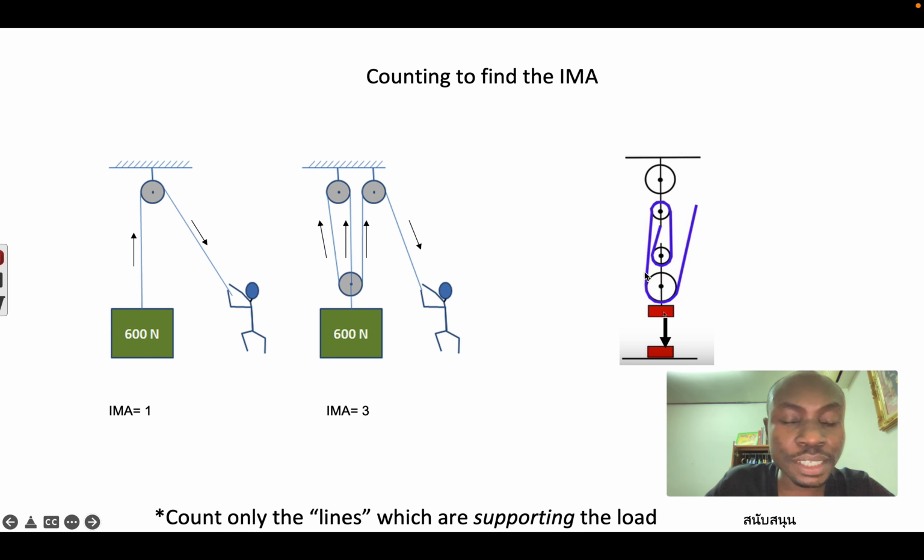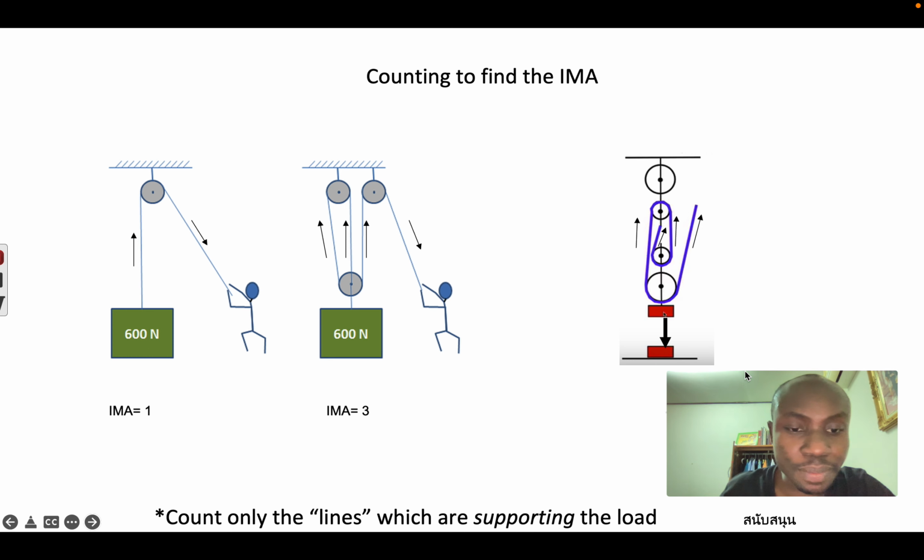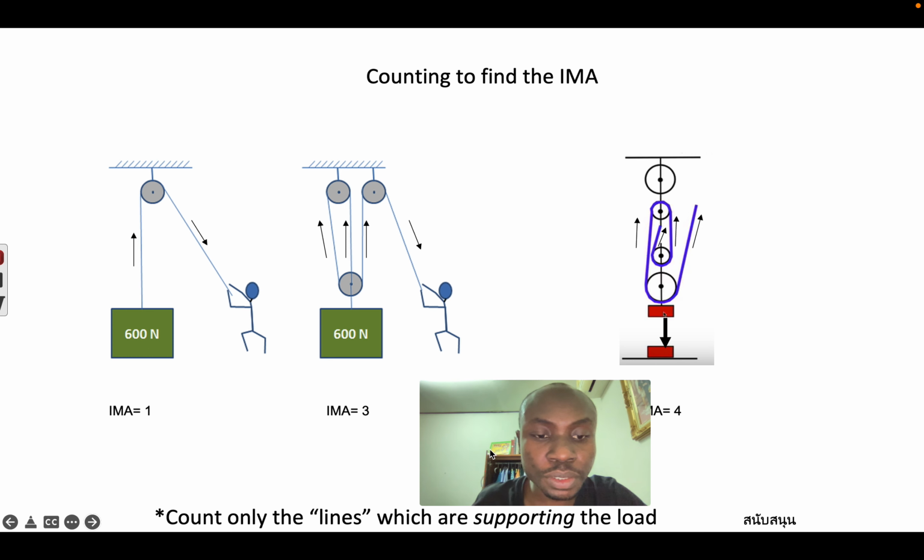And the last one, can you try that? 1, 2, 3. What about the 4th one? Is it supporting the load? It is also supporting the load because you're lifting it and the load is going the same direction as the rope. So the IMA is going to be equal to 4.